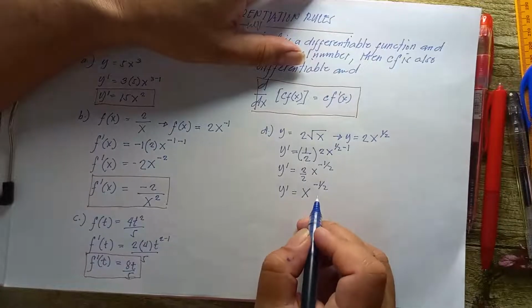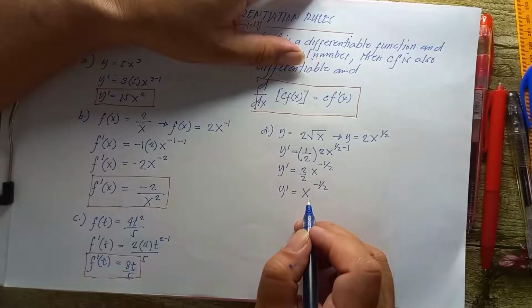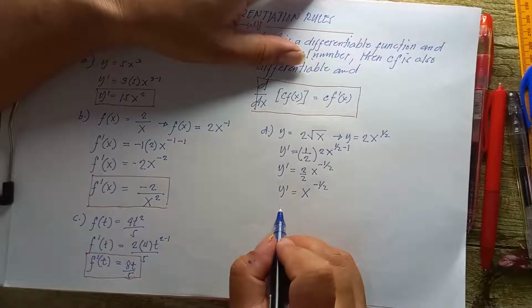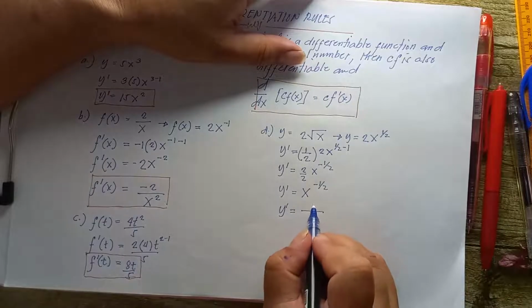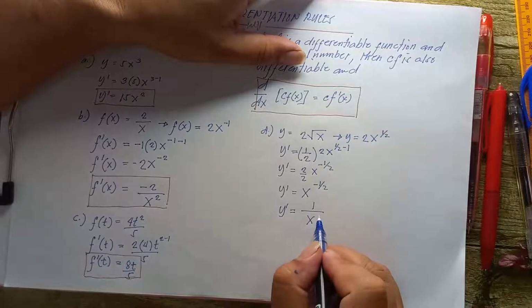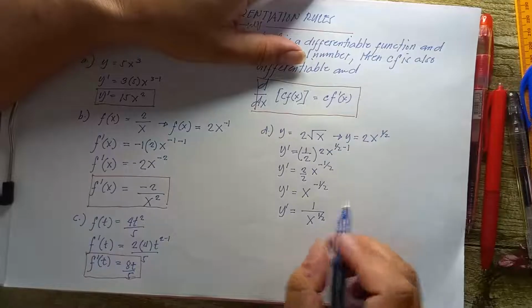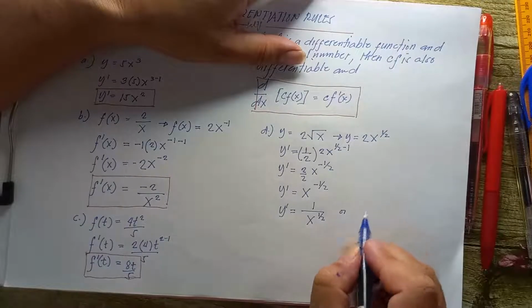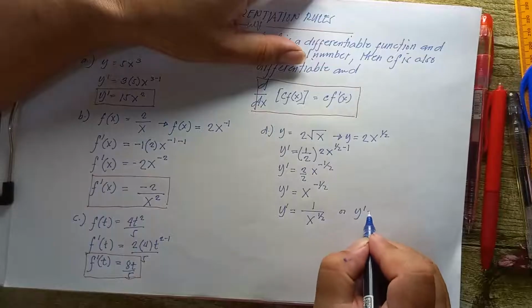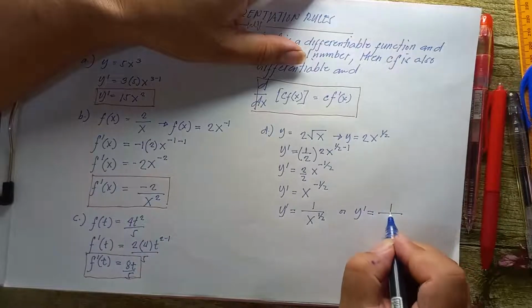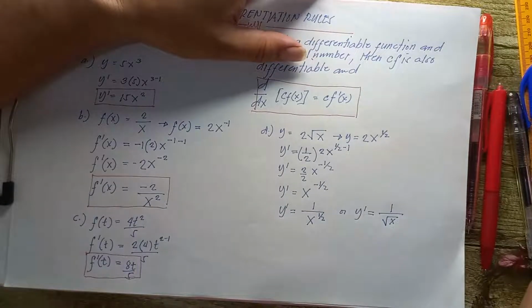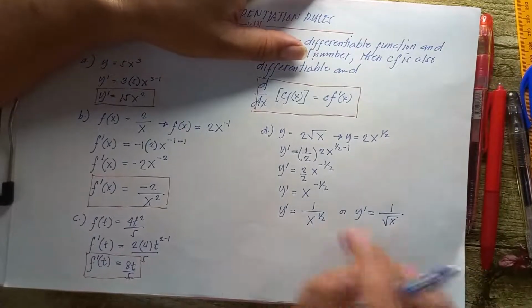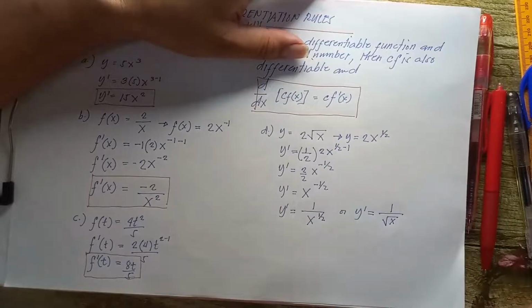Now, having said this, we have to put it back to its positive form, so our result would be y prime is the same as 1 over x raised to 1/2, or this can be written as y prime is the same as 1 over the square root of x. So that can be the possible answer.